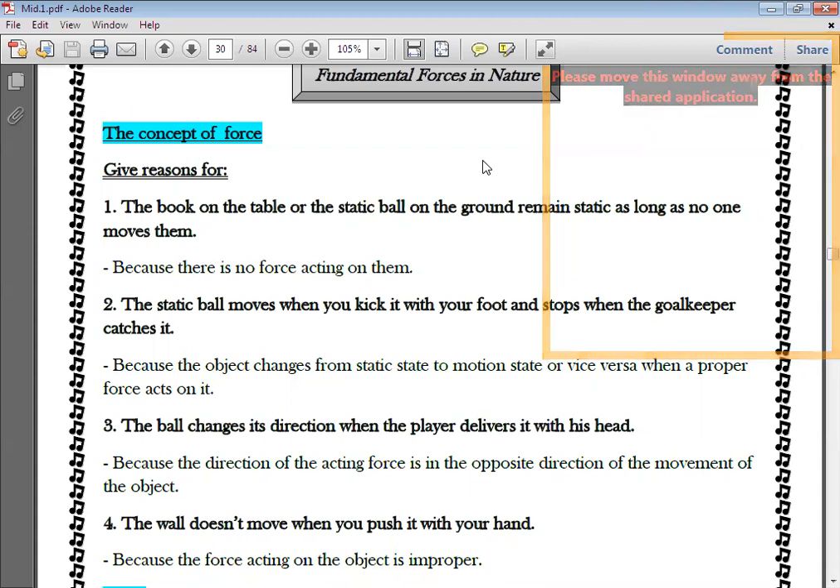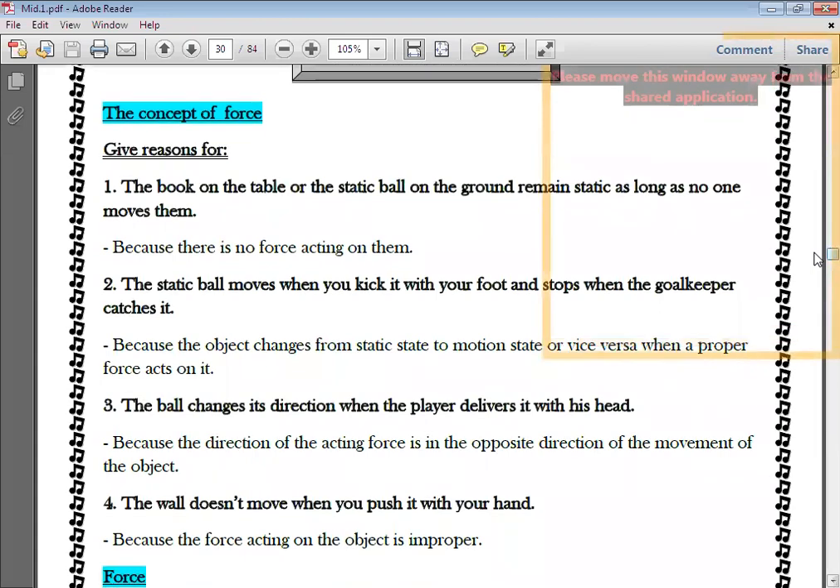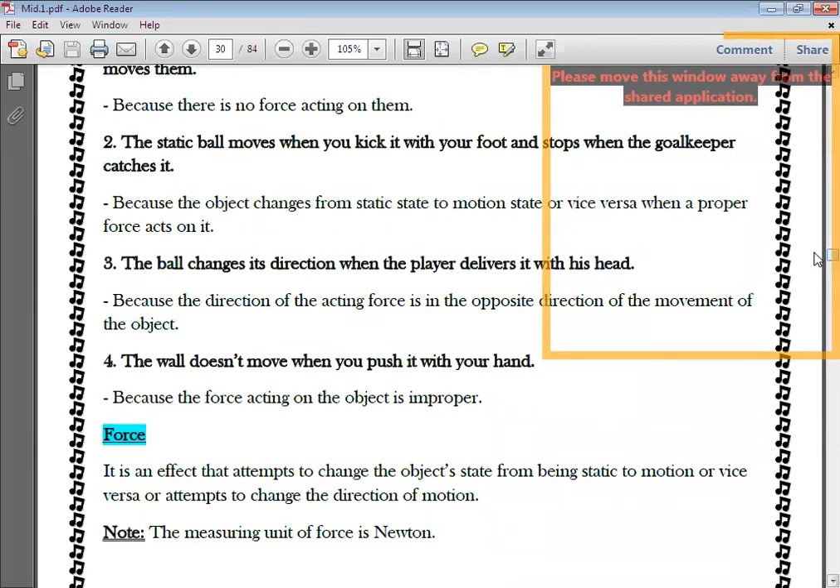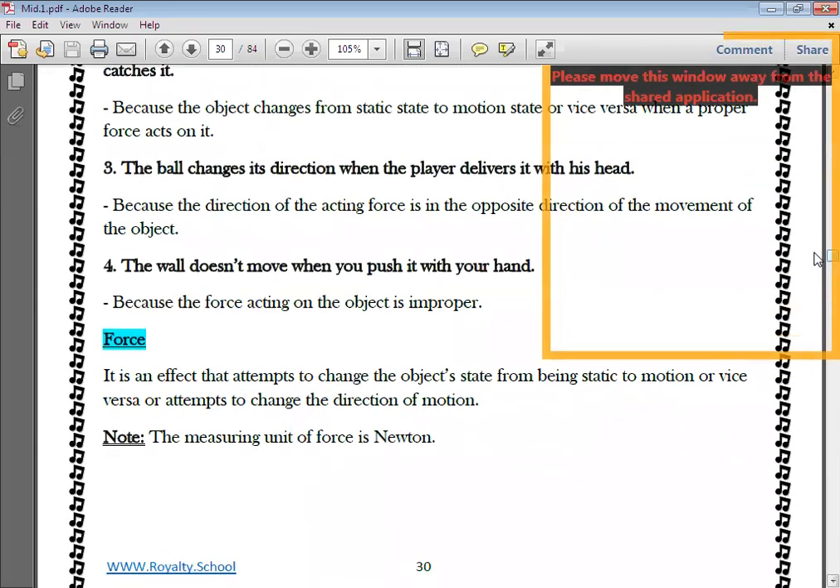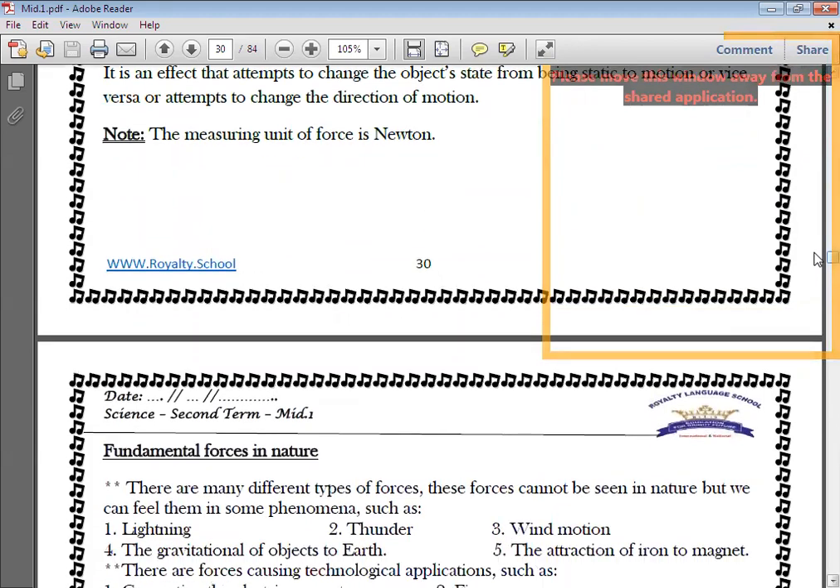So the definition of the force is an effect that attempts to change the state of the object from static to motion, or vice versa, or attempts to change its direction. The measuring unit of force is Newton. Okay, the measuring unit of force is Newton.